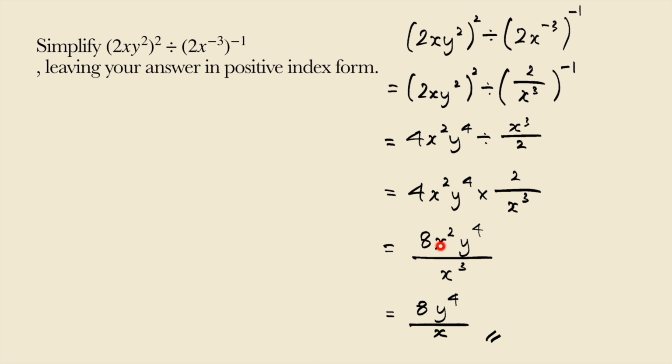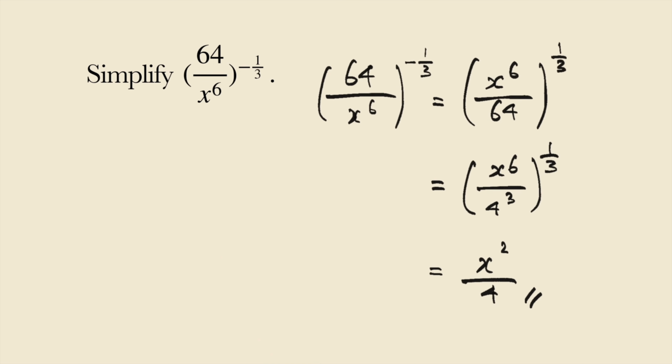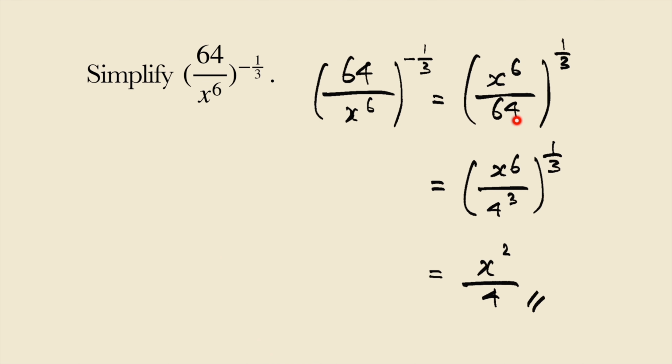Look at base x here. It will be simplified, won't it? So it's 8, y power 4, and x as the denominator. Okay, let's flip this. X power 6 over 64. Now the power is positive. Okay, look at this. 64 is 4 to the power 3. So now the powers are multiples of 3, which is cool. We're going to multiply 1/3. So that's x squared and 4.